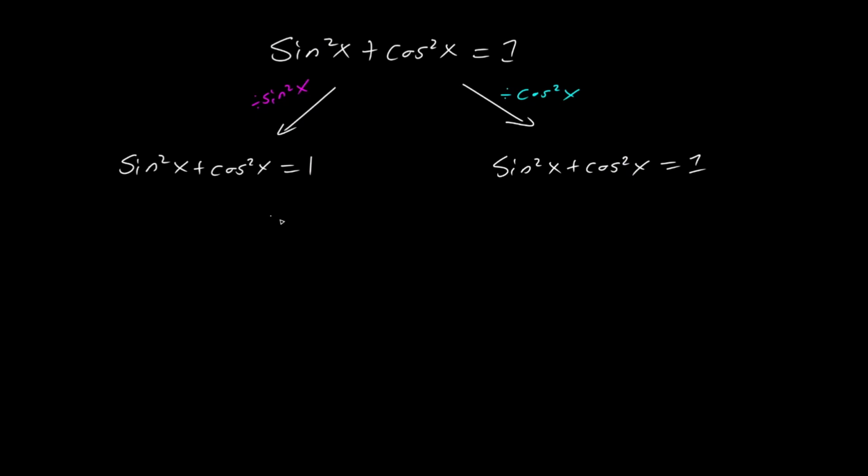Alright, now that you have your newfound Pythagorean identity that sine squared of x plus cosine squared of x is equal to 1, the other two Pythagorean identities are found just by dividing everything by sine squared of x or dividing everything by cosine squared of x. So let me show you. Let's divide everything by sine squared of x.